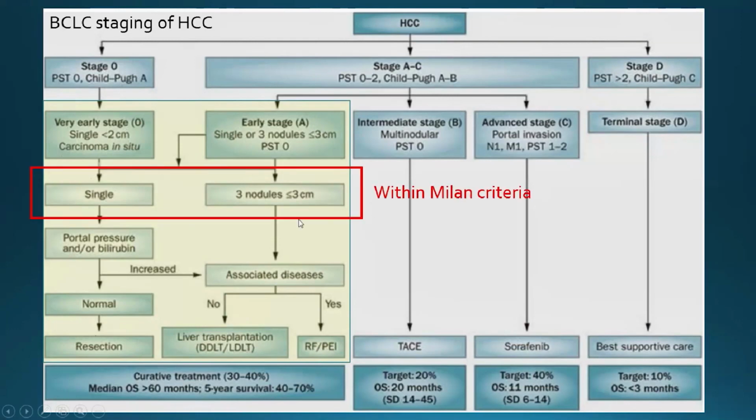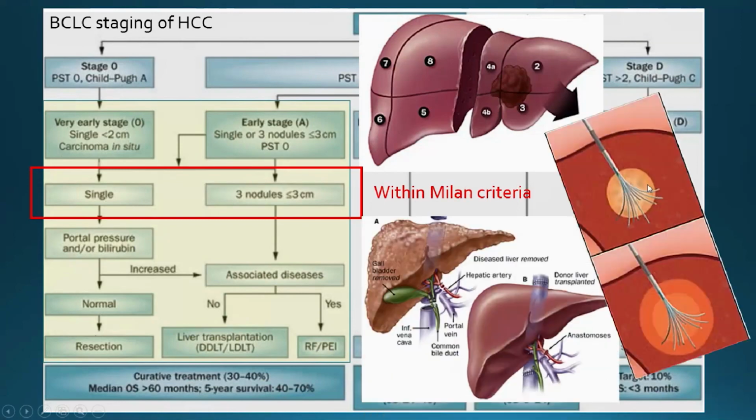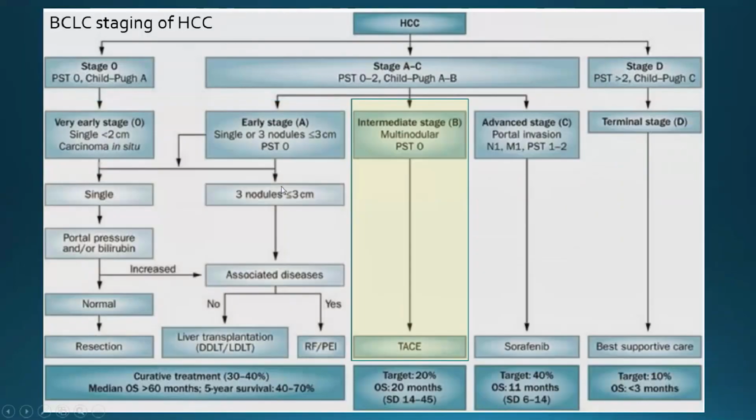Actually, as mentioned, is Milan criteria. So we do have resection and RFA and transplantation in this group of patients. Now, if the tumor is more advanced and/or liver disease is more advanced, then we can do TACE or transarterial chemoembolization in these patients.